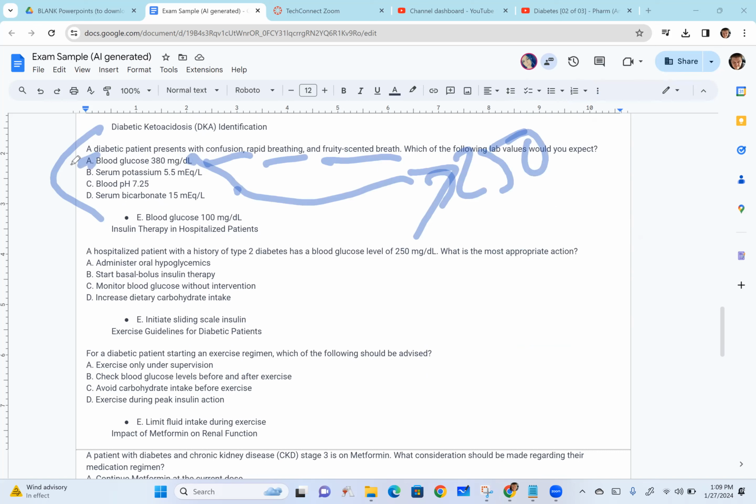So C, pH less than 7.30, right, is DKA. K of 5.5, are they hyperkalemic? Yes, they are hyperkalemic. That's correct. What about bicarb of 15?